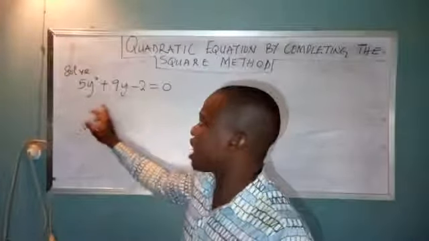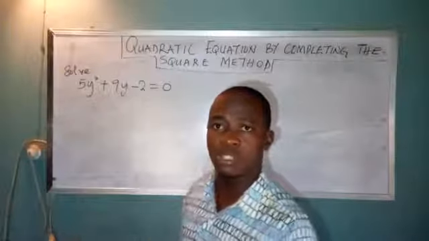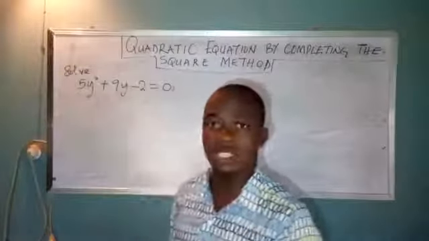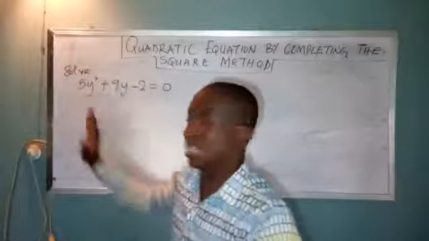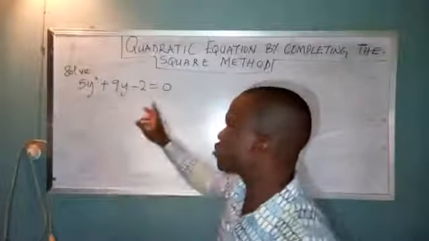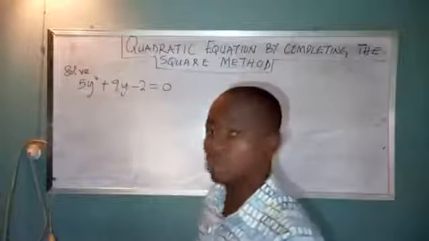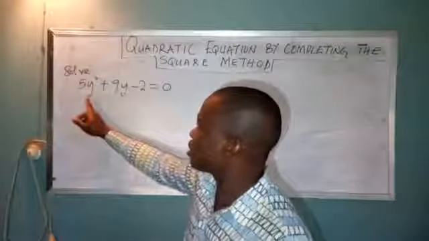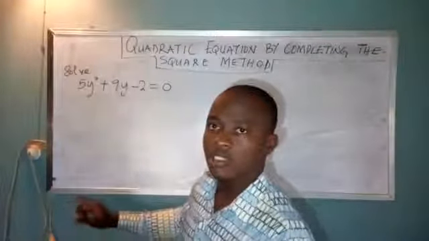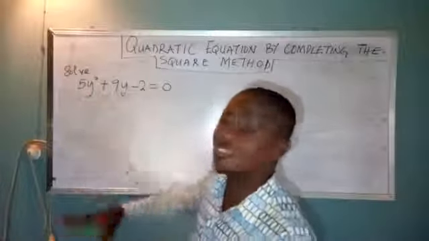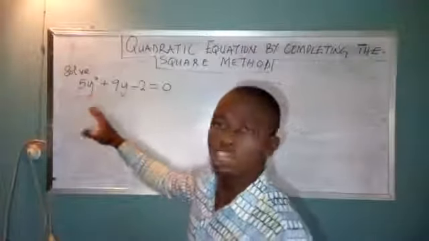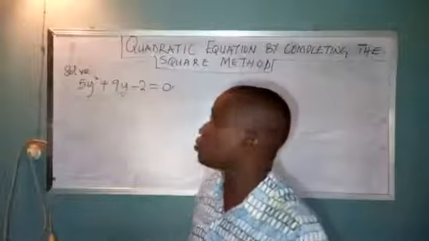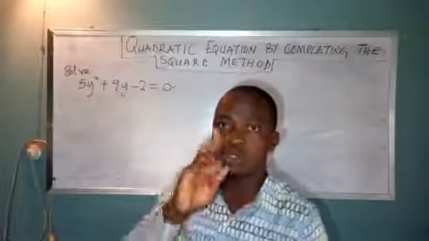The highest power of the variable is 2, that is why we call it a quadratic equation. The left hand side is a quadratic expression, from here to here. But since we have equals to 0, that turns it to an equation. So we are looking for the value of y that will satisfy this equation. If you substitute the value of y you got, the left hand side must equal 0. We want the two possible values of y.